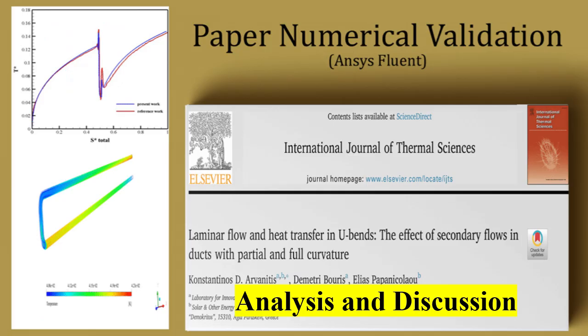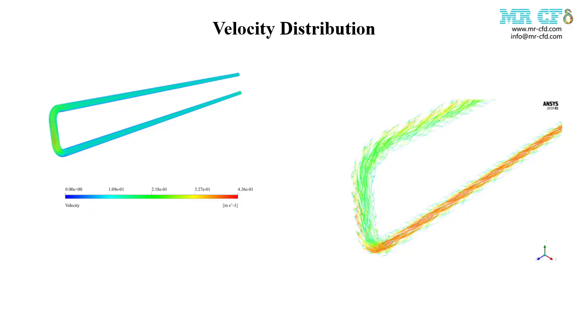This video presents an analysis and discussion of the results of this numerical validation product based on the paper "Laminar flow and heat transfer in U-bends". First of all, let's discuss the velocity distribution.